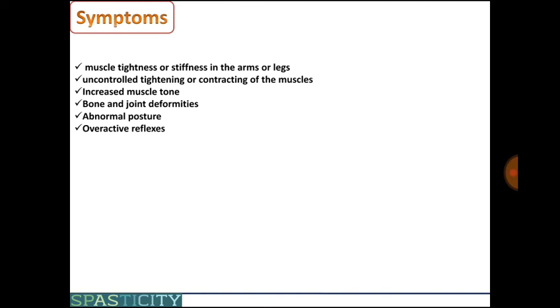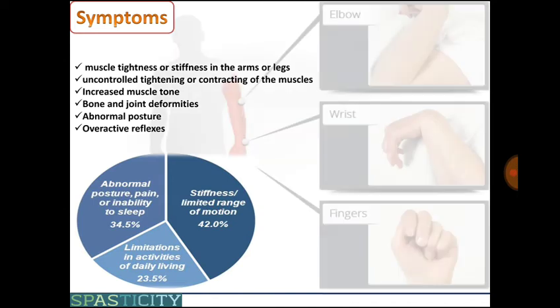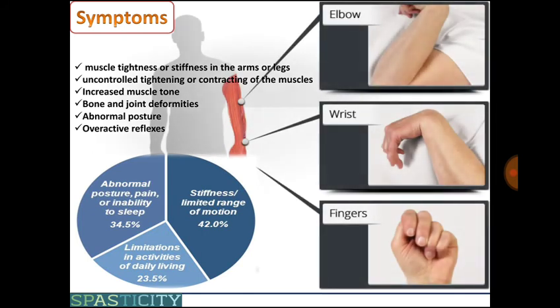If we put these symptoms in percentage-wise prevalence, abnormal posture, pain, or inability to sleep contributes to 34.5%. Stiffness and limited range of motion contributes to 42%, and limitation in activities of daily living contributes to 23.5%. And in this picture, you can clearly see how our body parts are affected with spasticity.